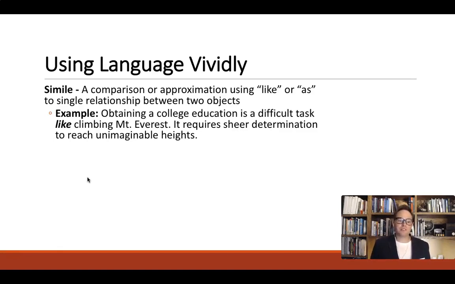And so the first one is similes. These are essentially comparisons or approximations using like or as to signal a relationship between two things or two objects. So here's an example. Obtaining a college education is a difficult task. Like climbing Mount Everest, it requires sheer determination to reach unimaginable heights. So there we have it, a simile.